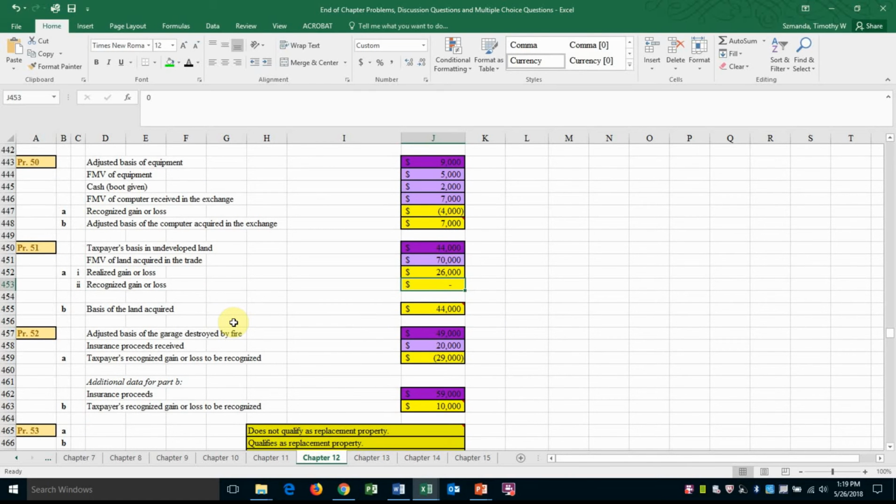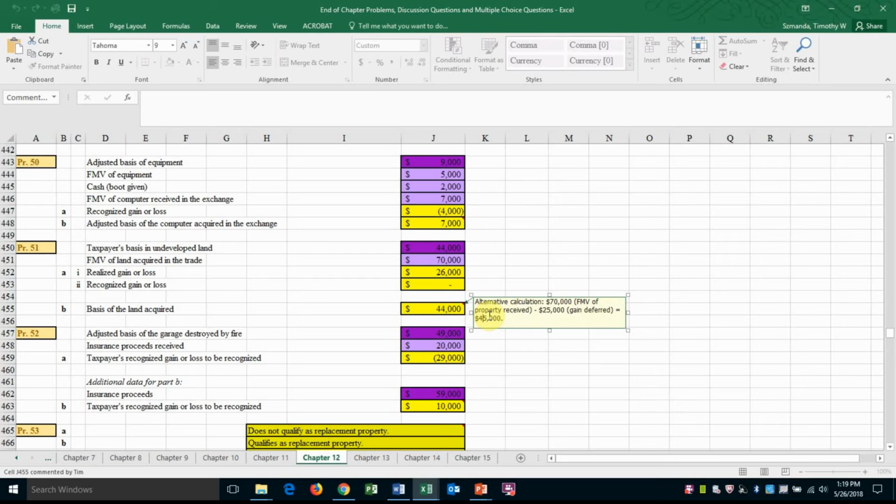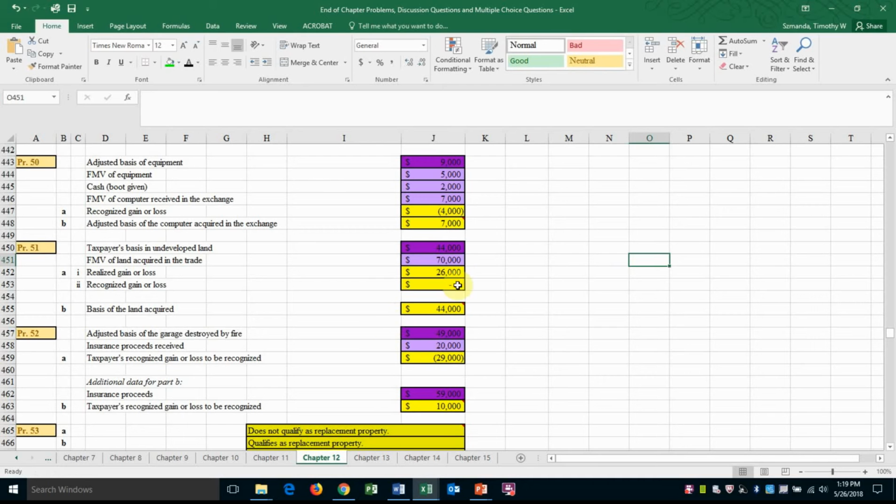Second part, Part B, it says, what is the basis in the acquired land? Well, there are a couple of ways we can calculate this, but the basis in the acquired land is going to be the taxpayer's basis in the undeveloped land of 44,000. My note here actually reflects the actual values, because I do solve these problems using the actual values. So that's the calculation for the basis of the land acquired. It's just really pulling in the basis of the undeveloped land.